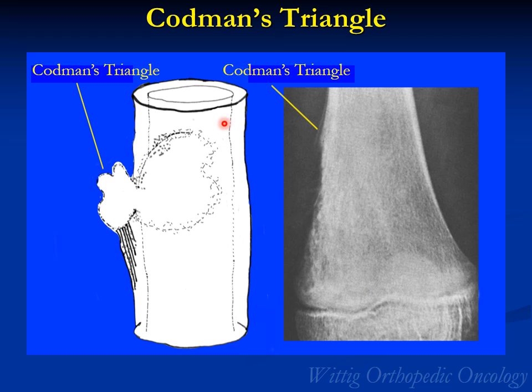There can be a Codman's triangle. You can see in this x-ray a very subtle Codman's triangle. In this depiction over here, you can see the tumor growing out in one area and elevating the periosteum at the periphery, and essentially that's what happened. This is a very subtle finding.